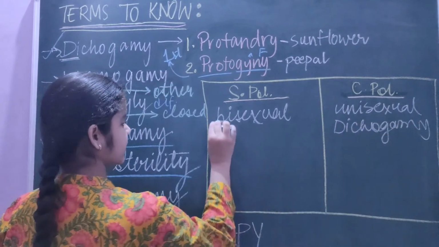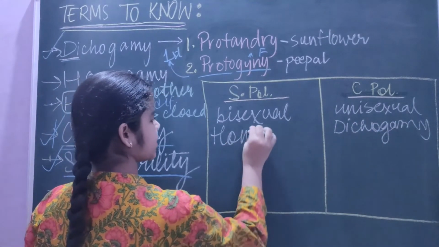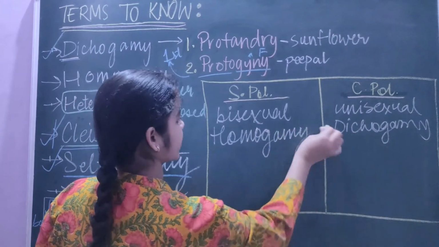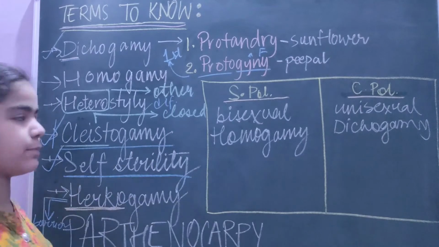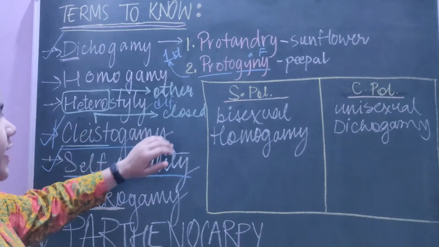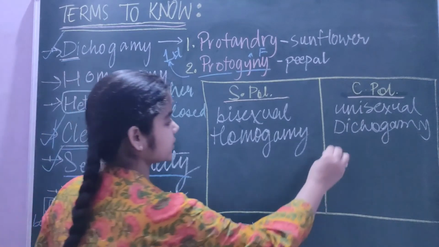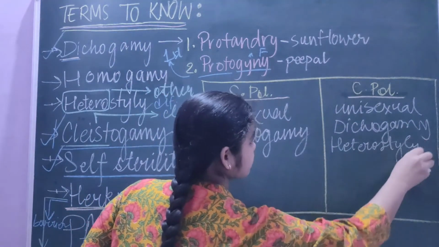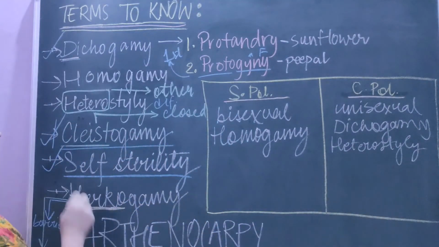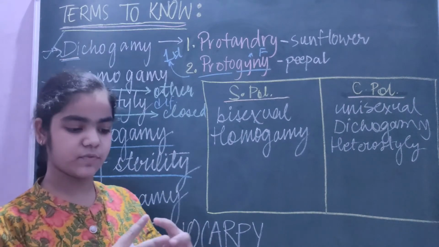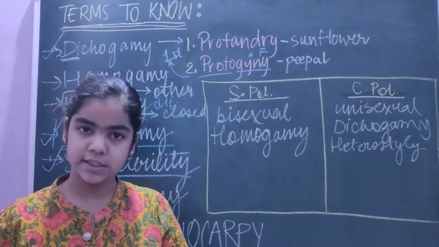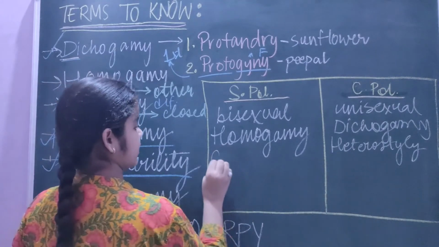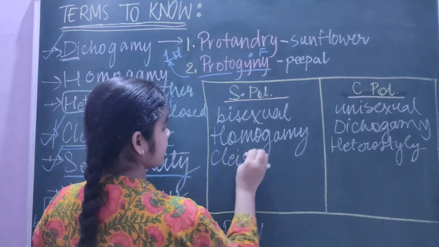When we discuss homogamy, it means the maturation at the same time of both reproductive organs. So homogamy falls in self-pollination. Next one is heterostyly. So heterostyly occurs in cross-pollination. Next one is cleistogamy, when the flower is actually closed and the pollination, fertilization, everything occurs there only. So this will form in self-pollination.